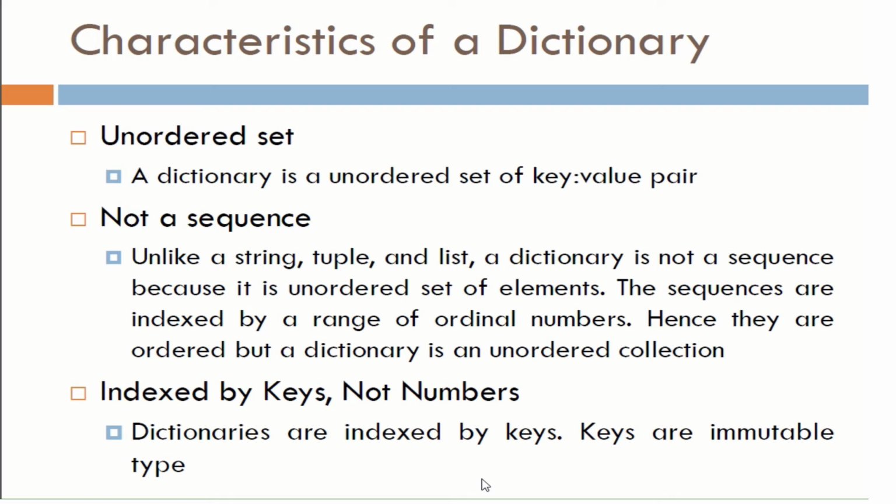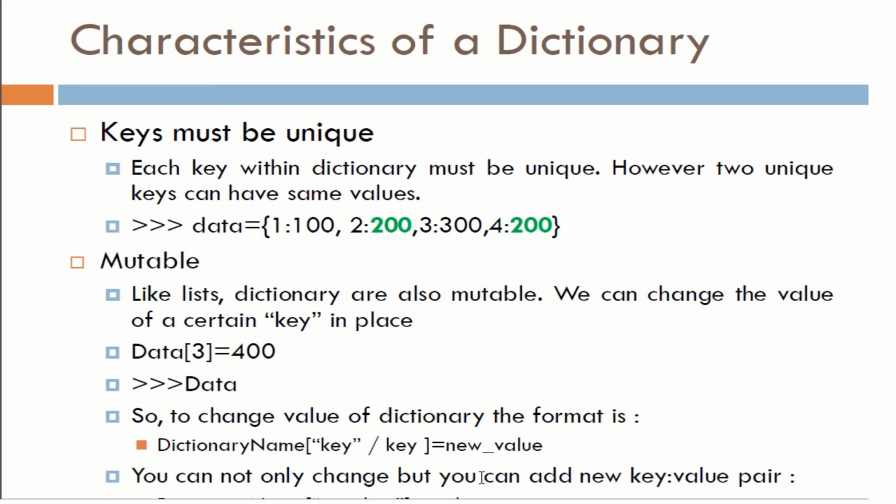Here, we do not associate our values with an index. Rather, we associate our values with what? With our keys. And keys could be anything. It could be in integer form, in string form, or any other data type form. Okay. Next, keys must be unique. It should not be duplicate. We have to take care of it.